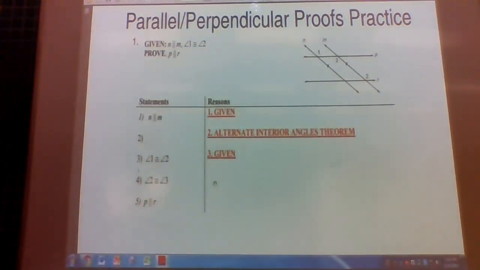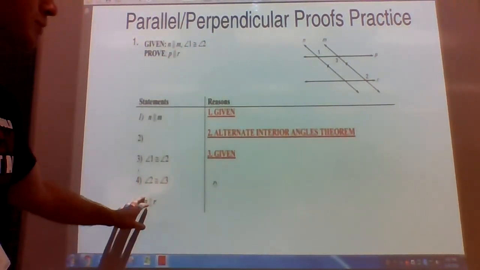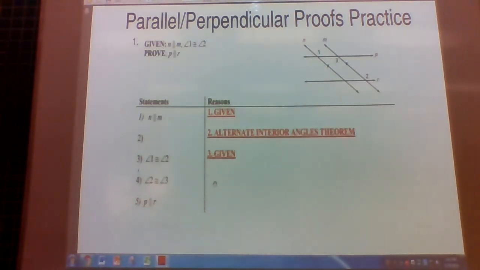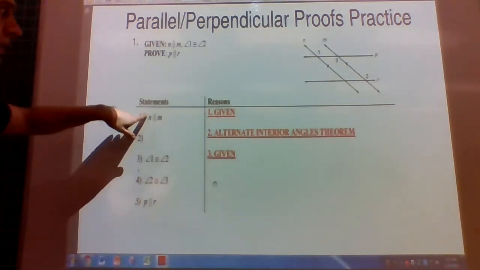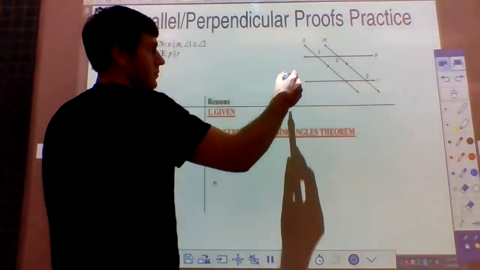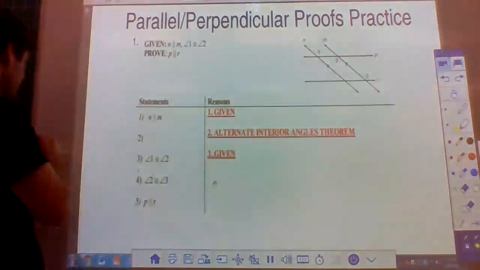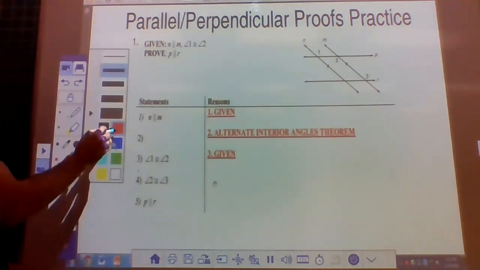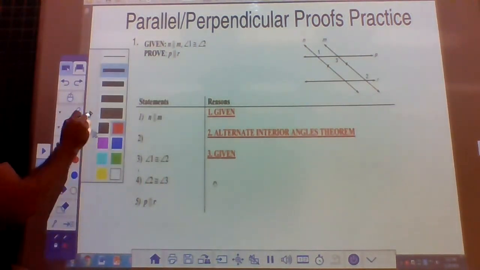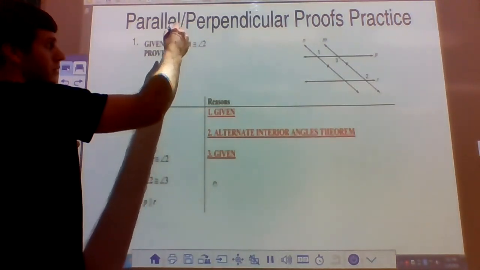And this is the review for the parallel lines and perpendicular lines test with the proofs. So the first two we did in class together with the transitive property. So these are just fill in the blank ones. So we have our given n is parallel to m. So n is parallel to m.